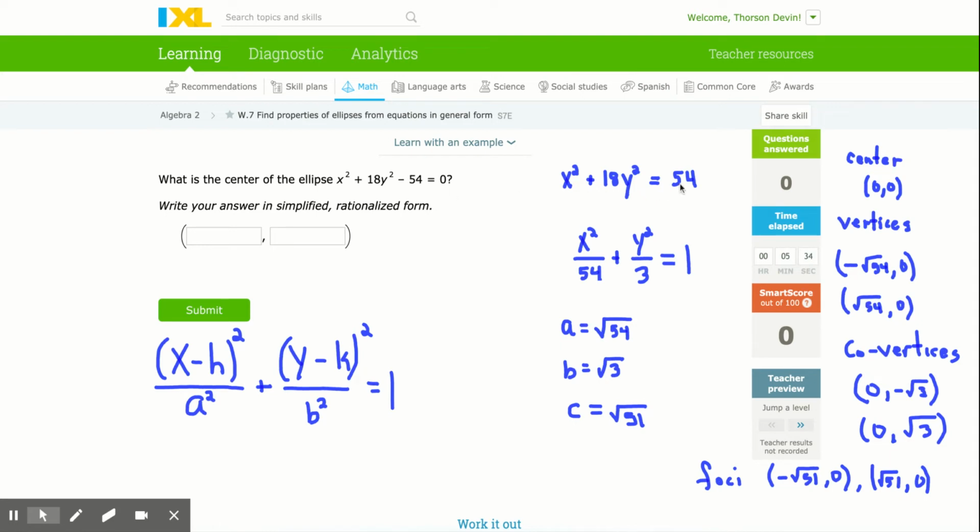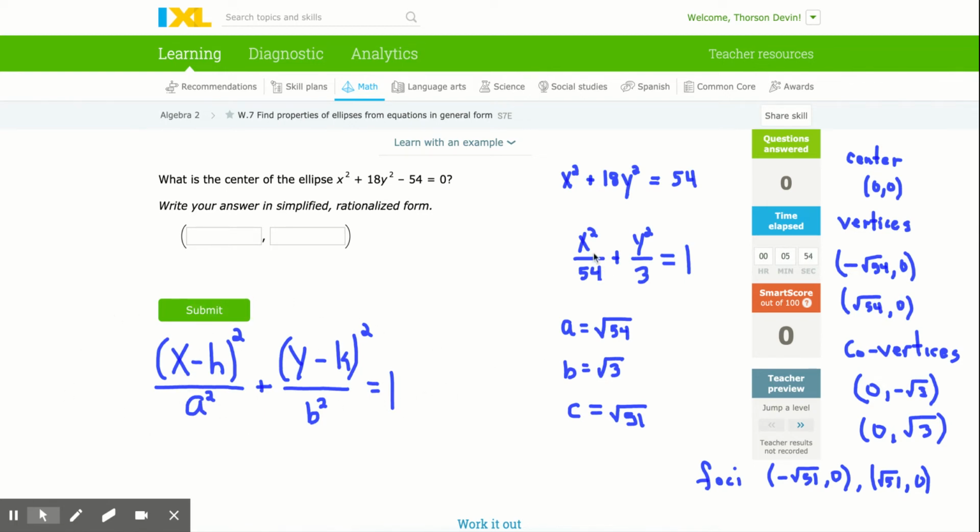All we need to do is add the 54 to the right side, divide everything by 54 to make sure we're always equal to 1, and 18 goes into 54 3 times. So our standard form of our equation is x squared over 54 plus y squared over 3 equals 1. And now just remember, here is the standard expression of our equation.